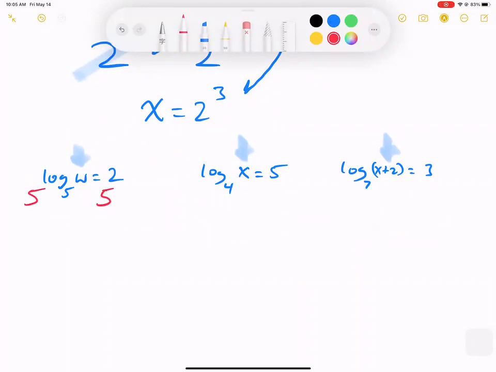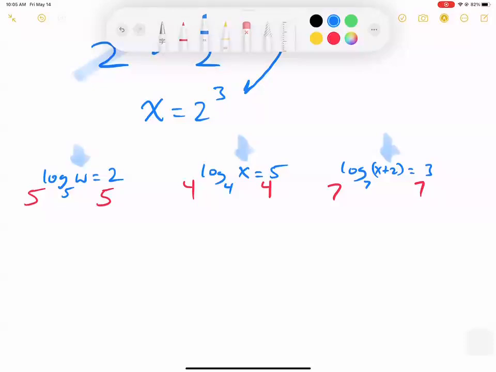Okay, next one, my base is what? 4. So this 5 here is an exponent. So I'm going to make it back to an exponent with a base of 4. The last one, what's my base? Hopefully you see it's 7.